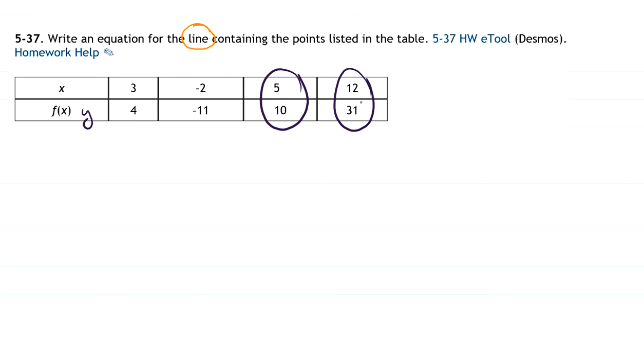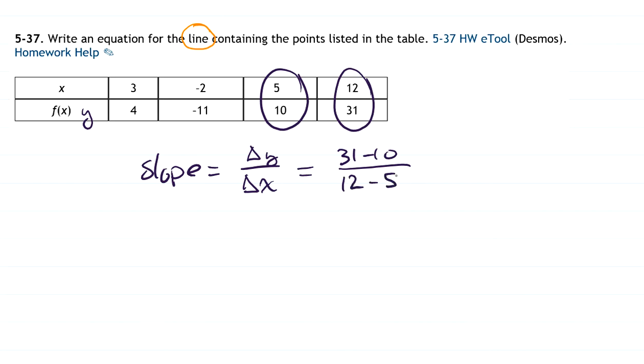So the slope of this line is equal to the change in the output values divided by the change in the input values. With the 2 points that I picked, I'm going to take 31 minus 10 for the numerator, and follow the same pattern for the denominator: 12 minus 5. 31 minus 10 gives me 21 for the numerator, and 12 minus 5 gives me 7 for the denominator, and 21 divided by 7 is 3. So the slope is 3.